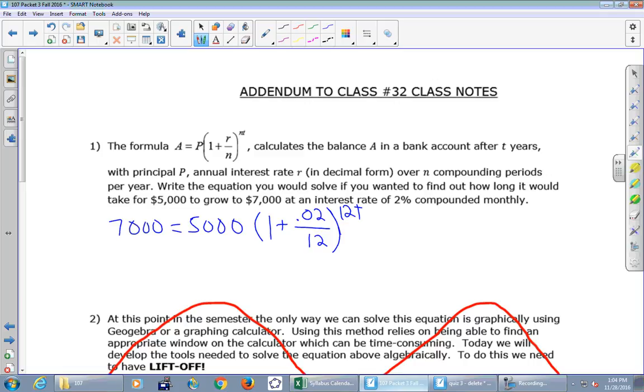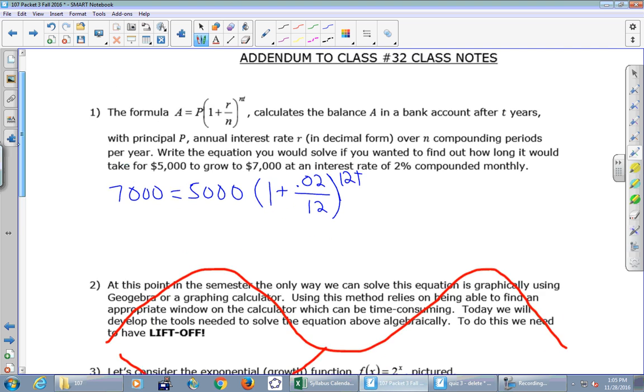The difficulty is that the variable, the t, is up in the exponent. And right now we have no way to solve for a variable that's up in the exponent. And so that's what the new tool is that we are going to play with today. It's going to be able to solve this equation, okay? All right, so put this equation on the back burner.